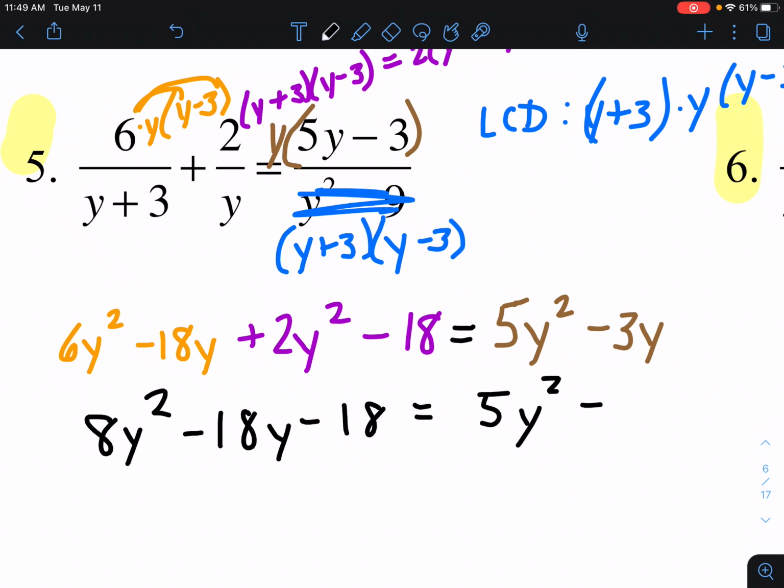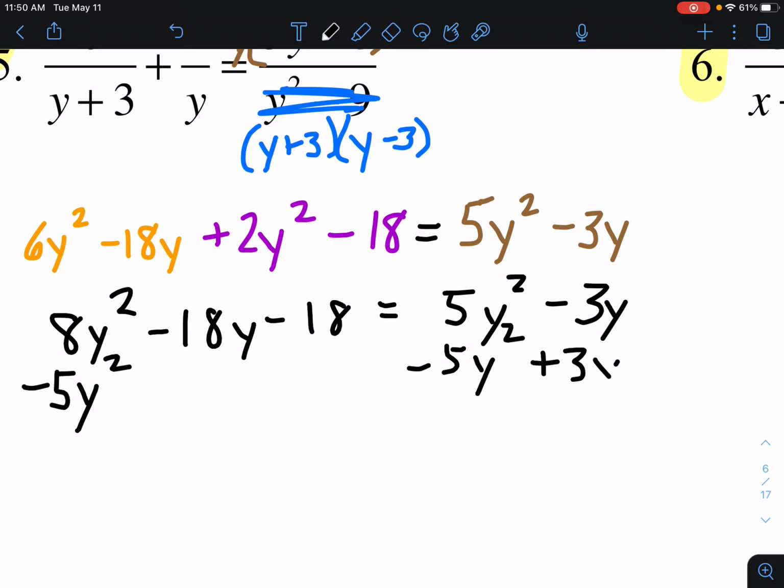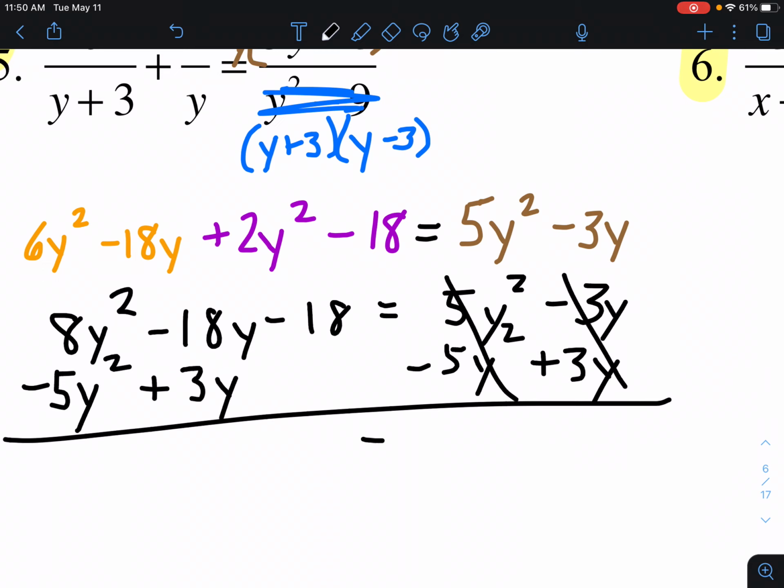Now, this is a quadratic equation because it has an exponent of 2, so we may have up to 2 answers here. So when we have a quadratic, let's set it equal to 0. So subtract 5y squared and add 3y. So we have an equals 0.